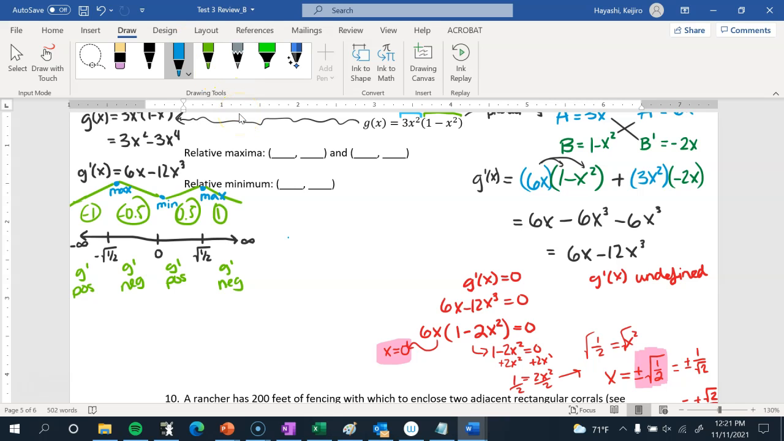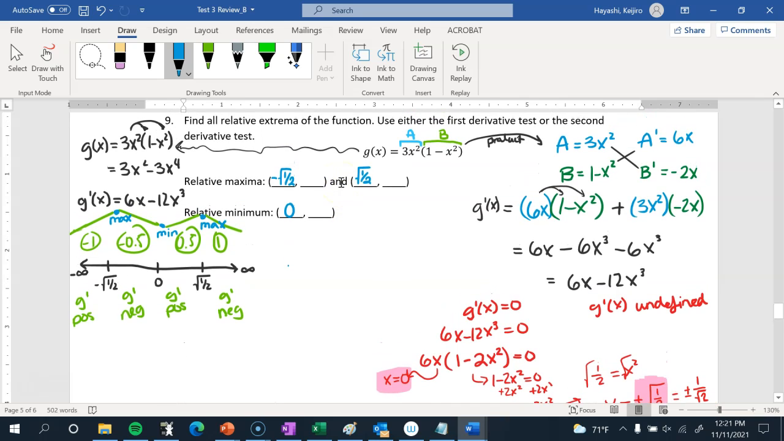So there are maxima at negative square root of 1/2, comma, whatever we're going to get when we put that in, and at positive square root of 1/2, comma, whatever we get when we put that into the original function, g. And there's going to be a minimum at 0, comma, whatever g of 0 is going to be. So in finding those, we just plug those back into the original function, g, right, in order to find the corresponding y value.